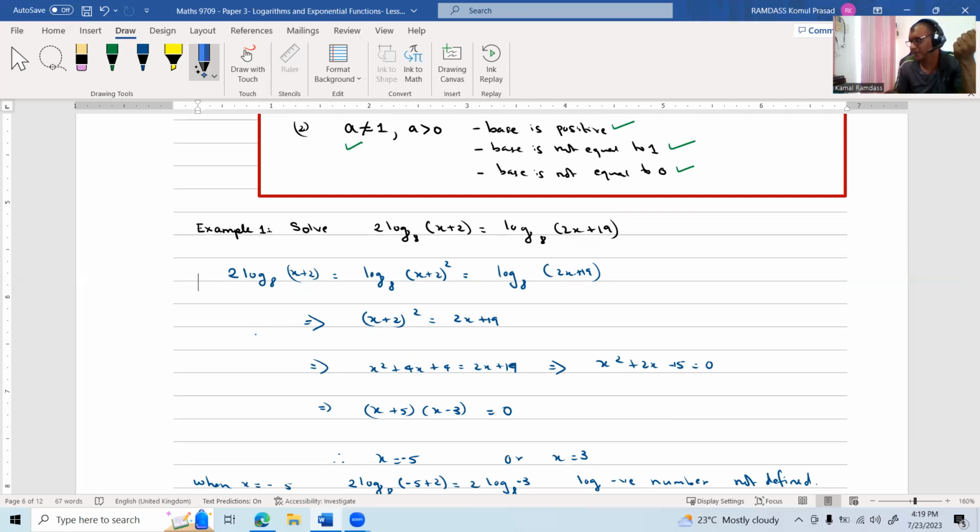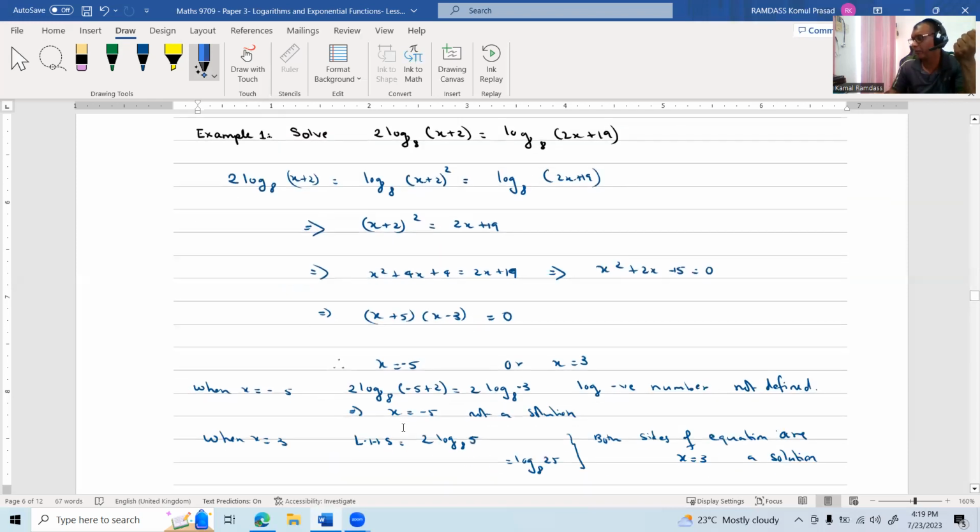And here, I gain x squared plus 2x minus 15 is equal to 0. And here, I am able to factorize: x plus 5 times x minus 3 is equal to 0. That means either x is equal to minus 5, or x is equal to 3. But it is not finished here.